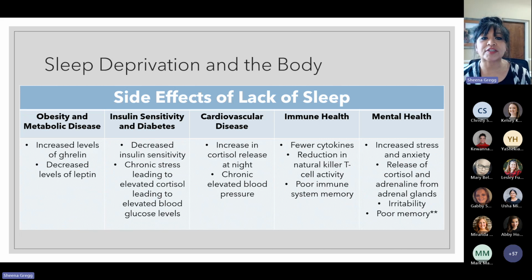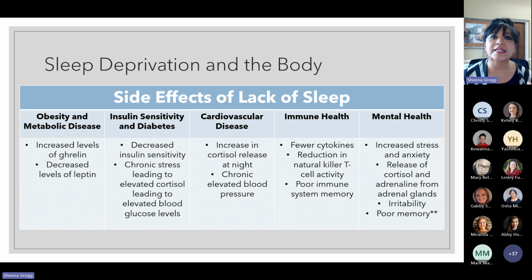From a cardiovascular disease perspective and also with immune health, first I'll just say with immune health, there is a bi-directional relationship between sleep and immune system health. Sleep can really strengthen our immune memory, including the ability to remember how to recognize and react to dangerous antigens.